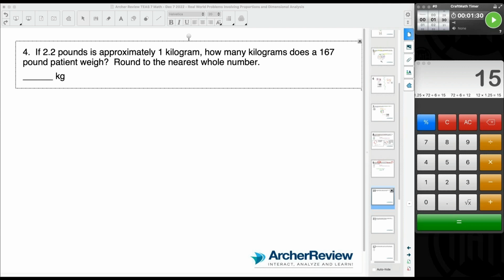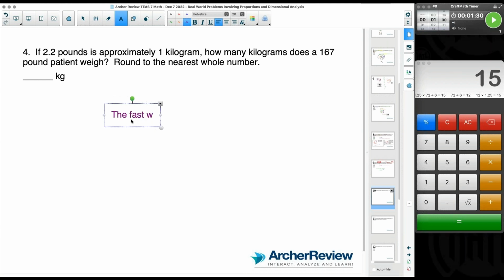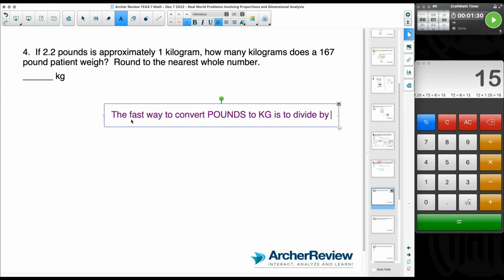There is no partial credit. You have to type it in exactly how they tell you to. Now, I will show the fast way here, because this is something that occurs not only on the TEAS, but in nursing school. The fast way to convert pounds to kilograms is to divide by 2.2. That is the fast way.